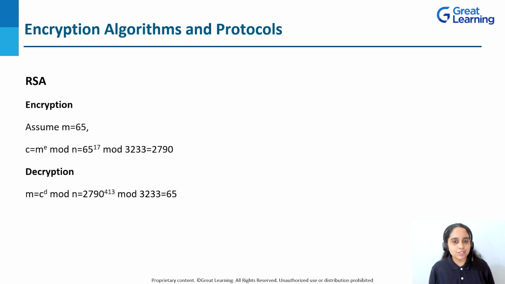Next step is key distribution. After that, we have to perform the encryption process. So let's consider the plain text message to be 65. After we substitute the values in the encryption formula, we get the ciphertext, that is 2790. This ciphertext is again decrypted using the decryption formula. So we get back the plain text message, that is 65. So hope you all have understood the RSA algorithm in a better way with this example.